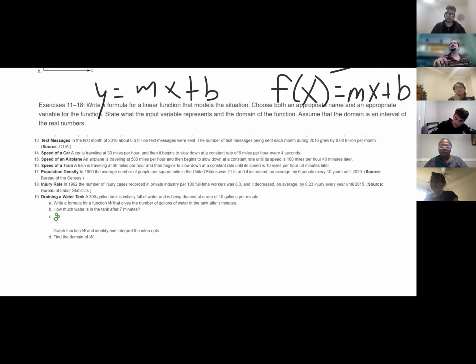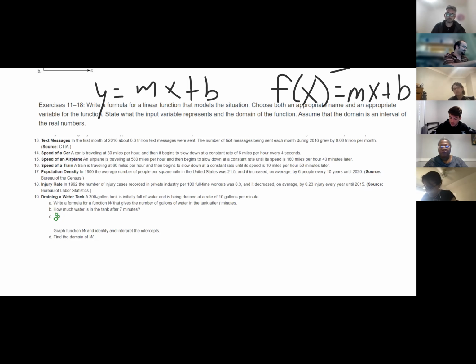No, I think it's the opposite, teacher. I want to say the x is the month and the y is the text messages. Okay. So X is the number of months and Y is the number of text messages. I think you're giving me the units on slope for a second there.